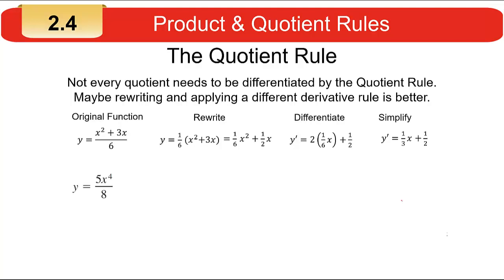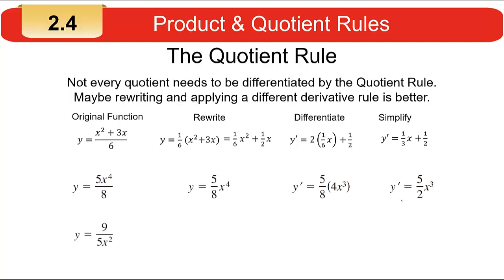How about this one? Again, you could use the quotient rule. My suggestion is to think of that as 5/8 x to the 4th, and then just use the power rule. So you've got 4 times 5/8, and drop the 4 down to a 3. 4 times 5/8 is 20/8, which reduces to 5/2. So you have 5/2 x to the 3rd.